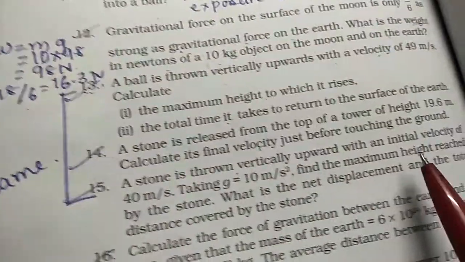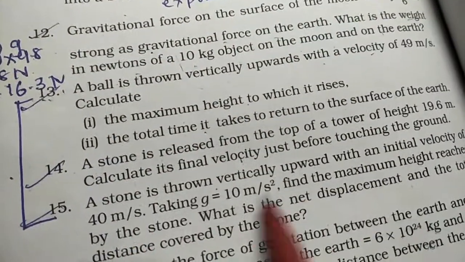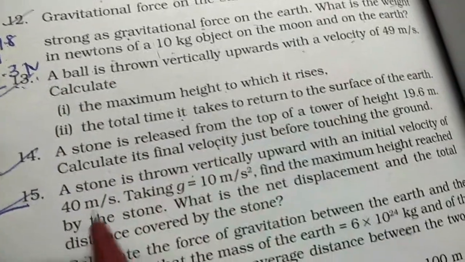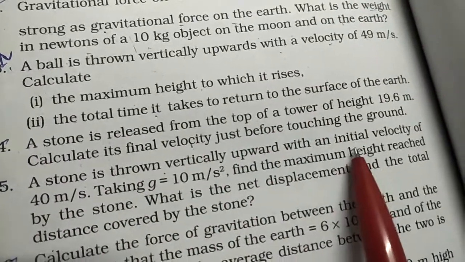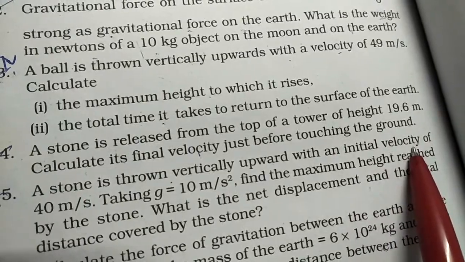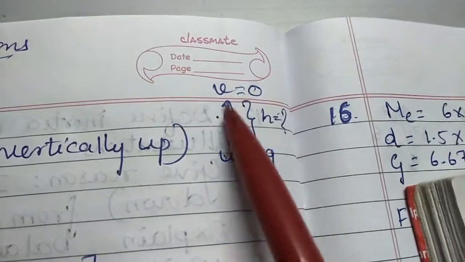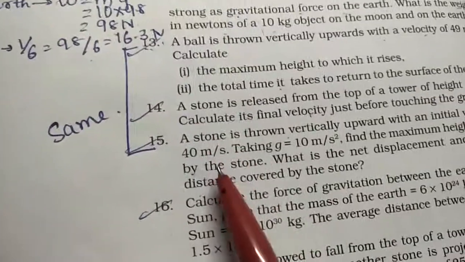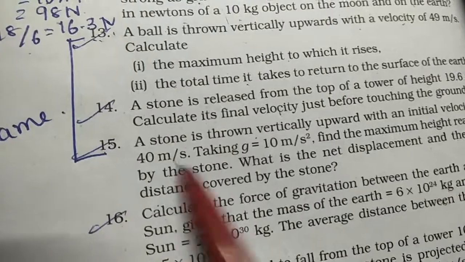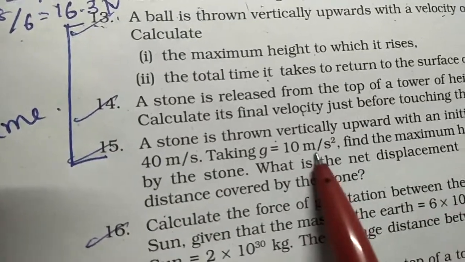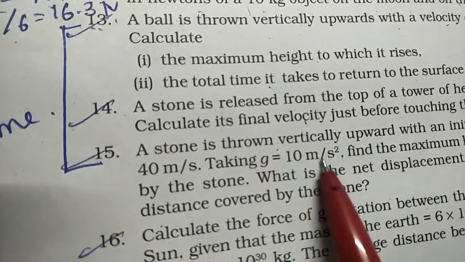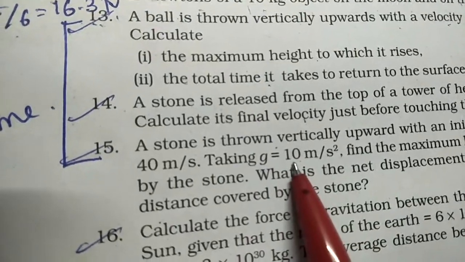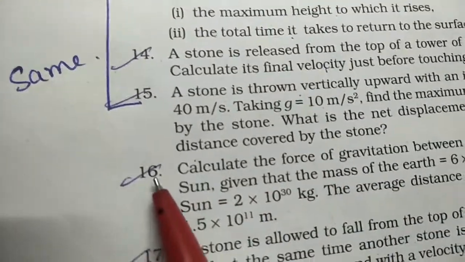Okay, now the next sum, that is 15th sum, I want all of you to try on your own, because it's exactly the same as the 13th sum, where a stone is vertically thrown upward. Initial velocity, if you remember this diagram, it is thrown upwards. So v will become 0 and u is given to you, that is 40 meter per second. G is 10, you have to take g as 10, and because it is vertically thrown upward, it will be minus 10.